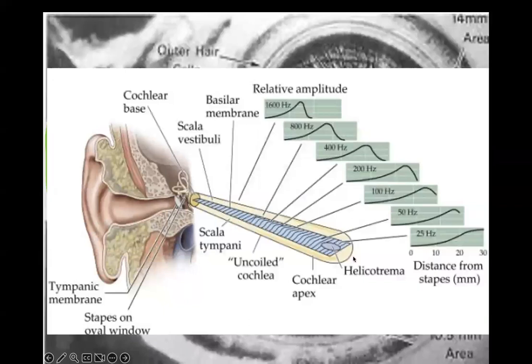Now, this is another diagram, which kind of helps you visualize it as well, because I love diagrams, they make me understand things. This is an uncoiled cochlea, so basically they just uncoiled it and stretched it out as if it's one long tube. You can see in the beginning, you have high frequency picked up, then it decreases as you go to the apex, okay?